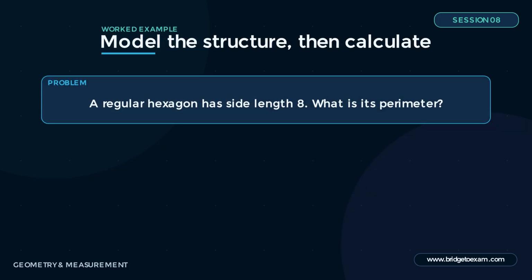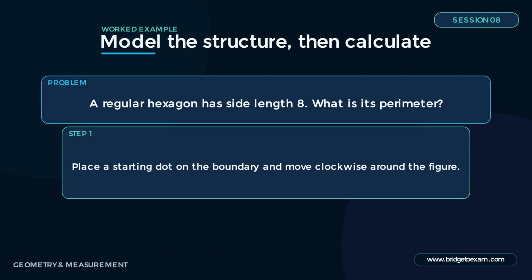Let us model a complete example. A regular hexagon has side length 8. What is its perimeter? Step 1 is to organize the information. Place a starting dot on the boundary and move clockwise around the figure. Step 2 chooses and sets up the relationship. Record each outside segment exactly once and ignore interior divider lines.